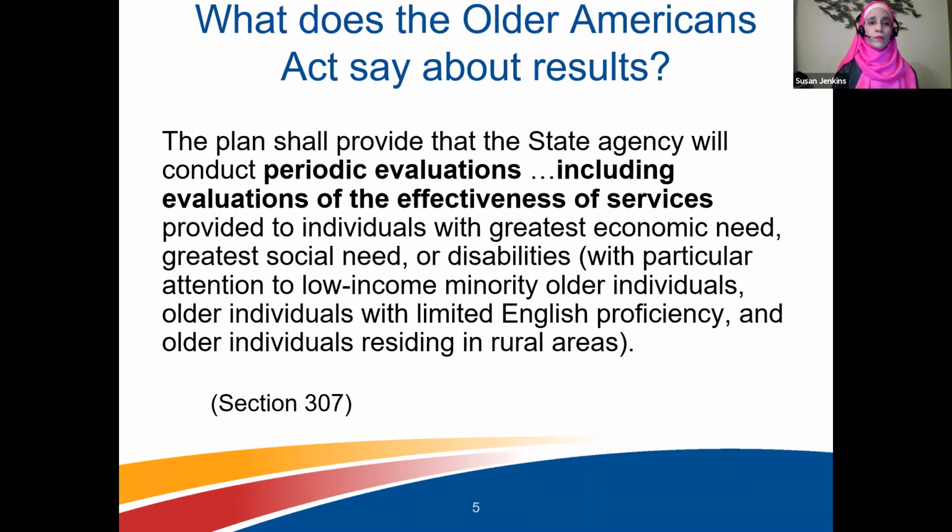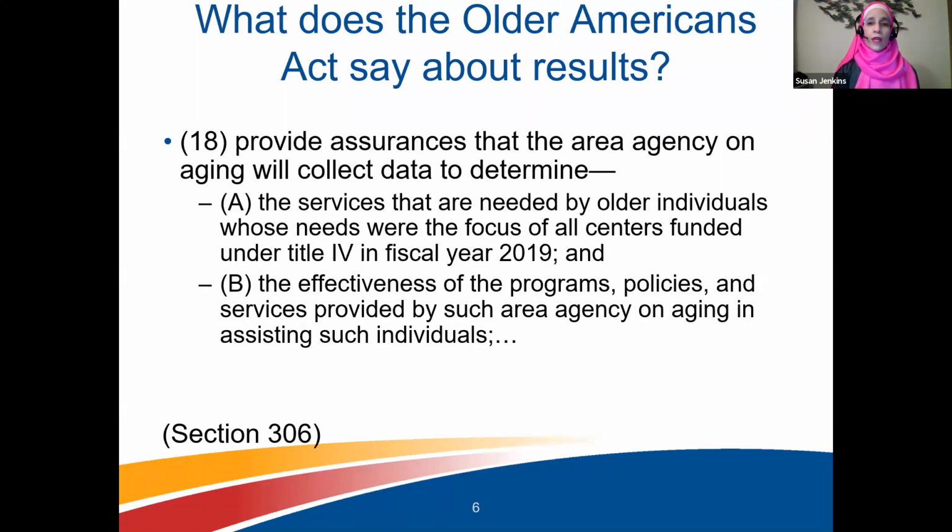Next slide. The language in the Older Americans Act goes on to say further that area agencies on aging will collect data to determine what are the services that are needed by older adults. And that may be our needs assessment or other things. And we'll talk about that a little bit more when we talk about baseline data near the end of this presentation. But then also B, the effectiveness of programs, policies, and services provided by such agencies on aging in assisting such individuals as are targeted by the plan.